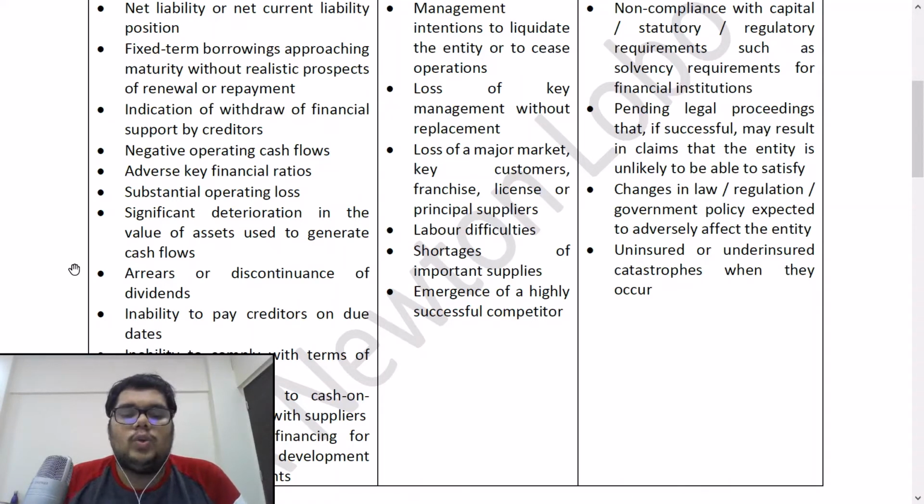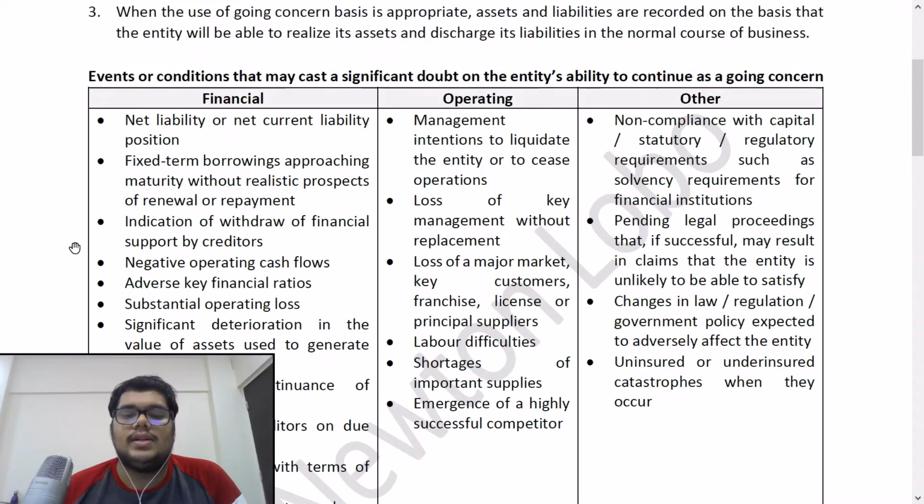Change from credit to cash on delivery transactions with suppliers. So suppliers do not have trust in you anymore. They think you have a low credit rating. They don't have credit trustworthiness in you, and hence they ask for upfront cash payments and are not ready to give you a credit line. Inability to obtain financing for essential new product developments or essential investments. There is nobody ready to give you a loan.